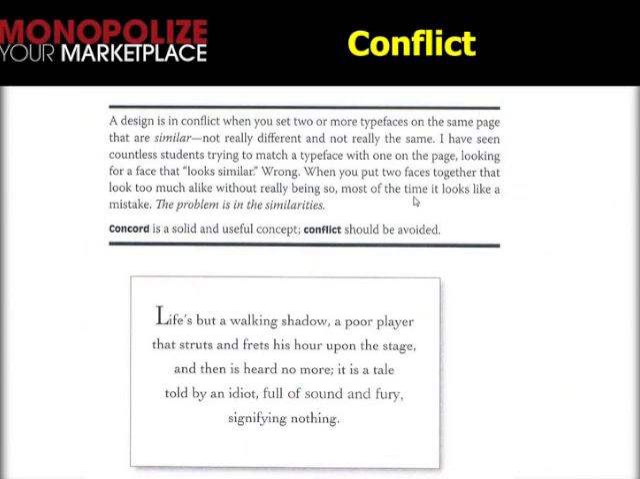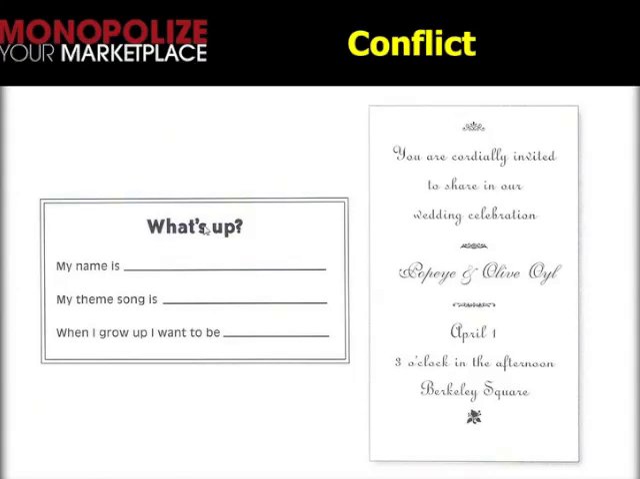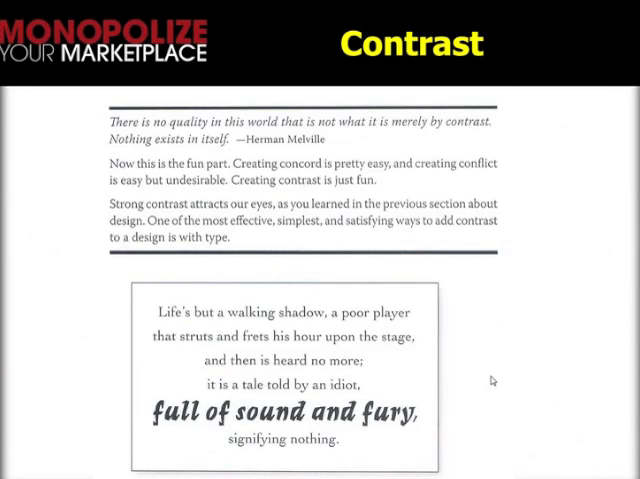Conflict, okay? Two different sets of typefaces. Concord is solid. Conflict should be avoided. You'll see here we've got "full of sound and fury." We've used a whole different font here that doesn't really seem to make sense in this sentence. Conflict. What's up? We've got a very plain font here. Down here at the bottom, we've got this sort of fancy font and even fancier font. And then this original font, they just don't seem to go together.